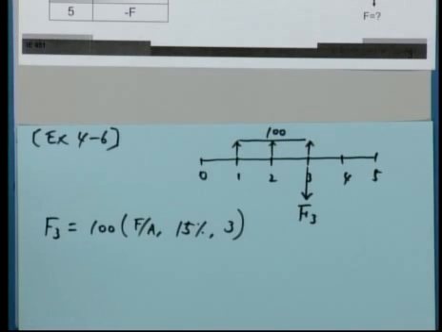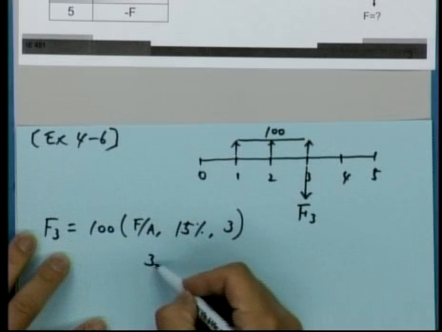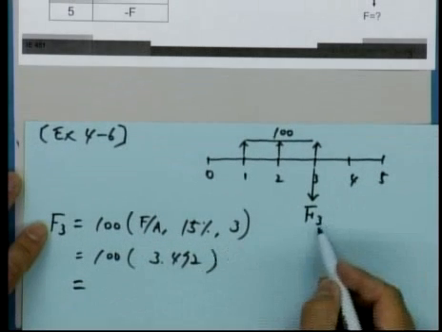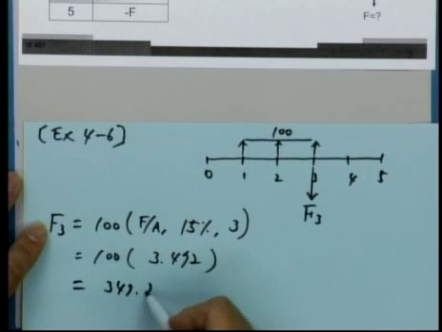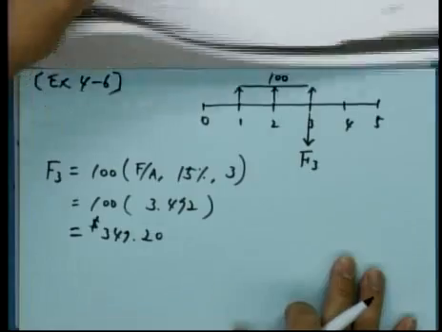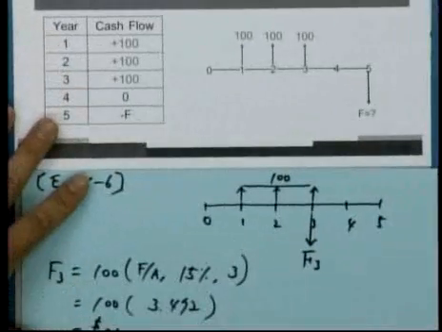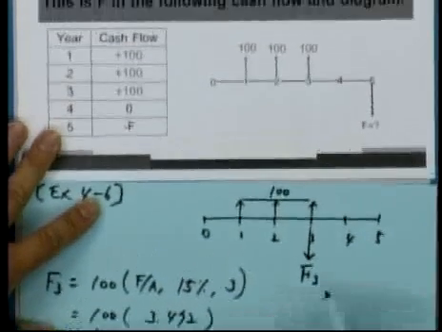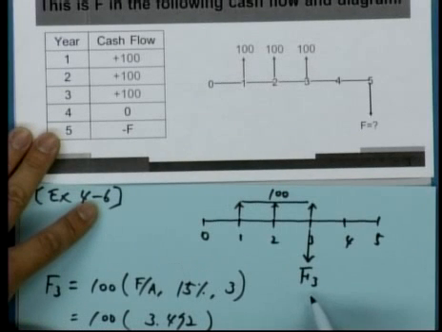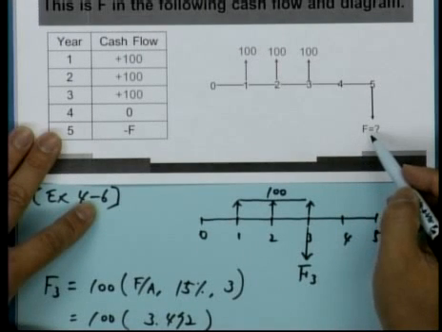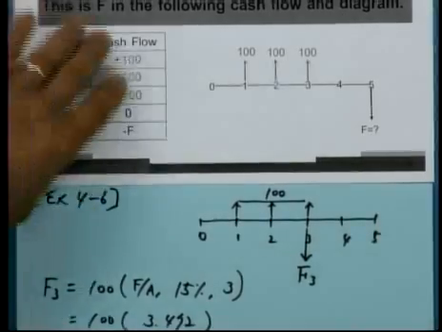So what is this factor value? Factor value is 3.472 times 100. So the F3 value is $347.20. Okay? And then what's next? This F3 value of $347.20 can be considered as a present sum P. So it can be converted to an equivalent future sum of F by using single payment compound amount formula, right?